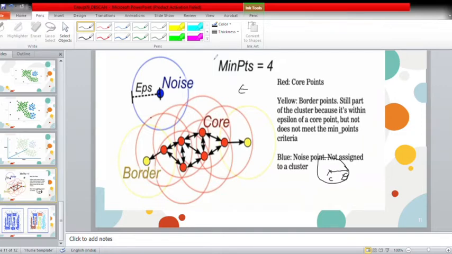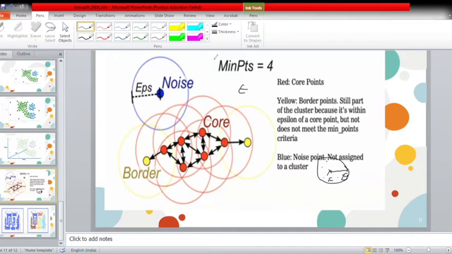The next component is minimum points. In this case, we have minimum points as 4. Suppose we have 4 points, like 1, 2, 3, 4, inside this circular boundary. In this case, we consider the point C to be a core point because it has got 4 points, which is the minimum points value. It has 4 points inside this circular boundary with the radius as epsilon value. So this point is considered to be a core point.